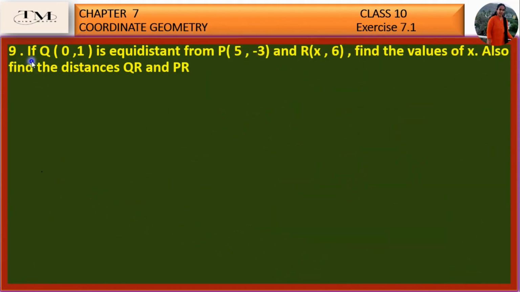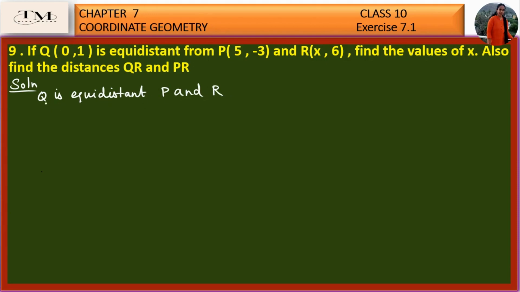Ninth question. If Q of 0, 1 is equidistant from P of 5, minus 3 and R of x, 6, find the values of x. Also find the distances QR and PR. So what is given here? It is given that Q is equidistant from P and R.